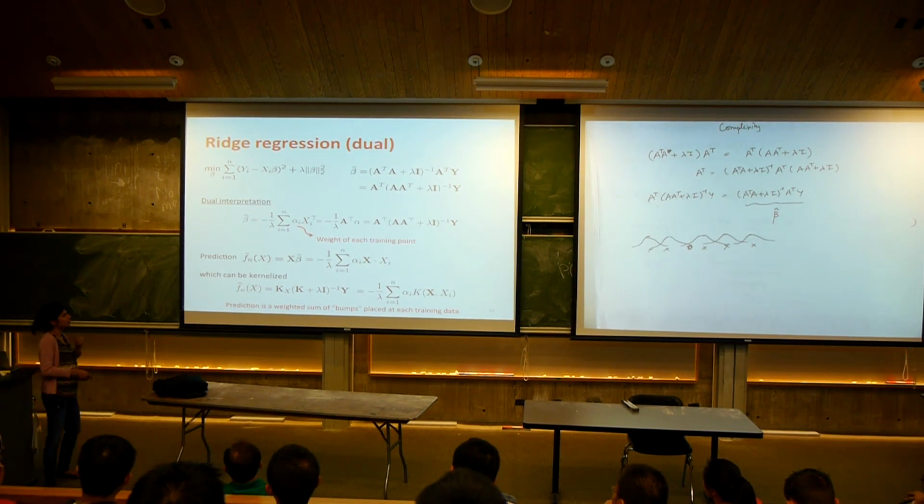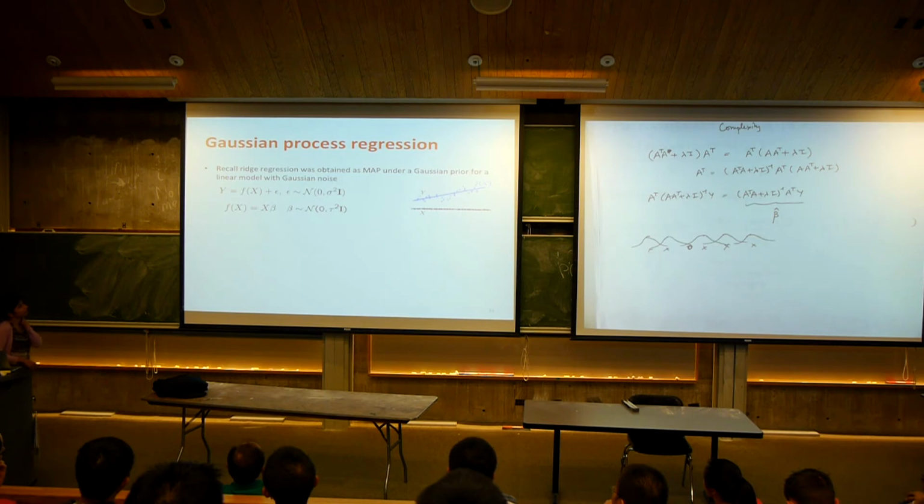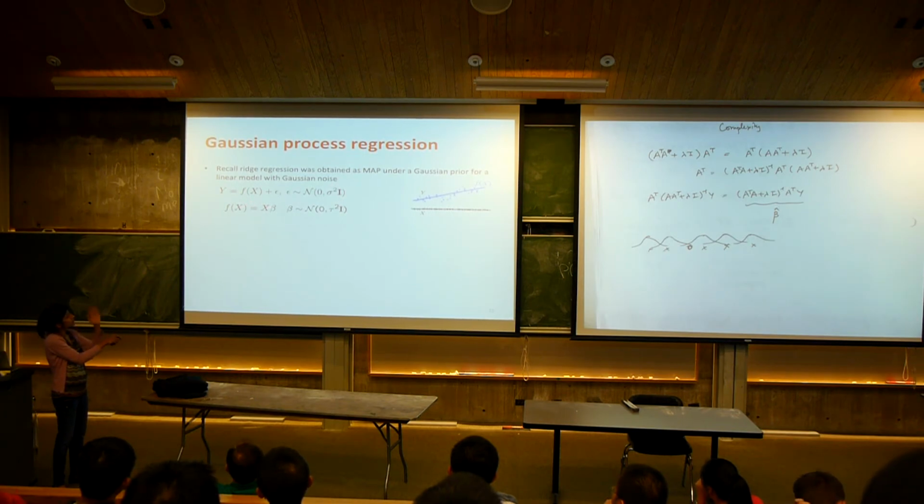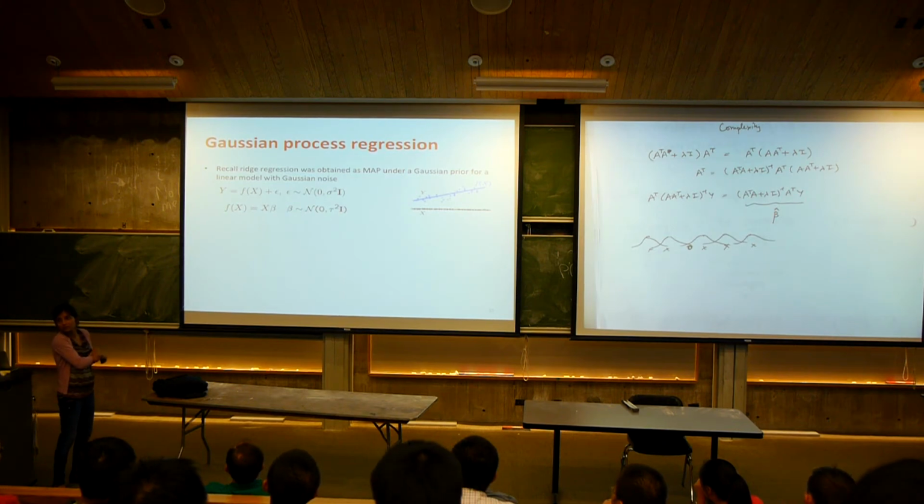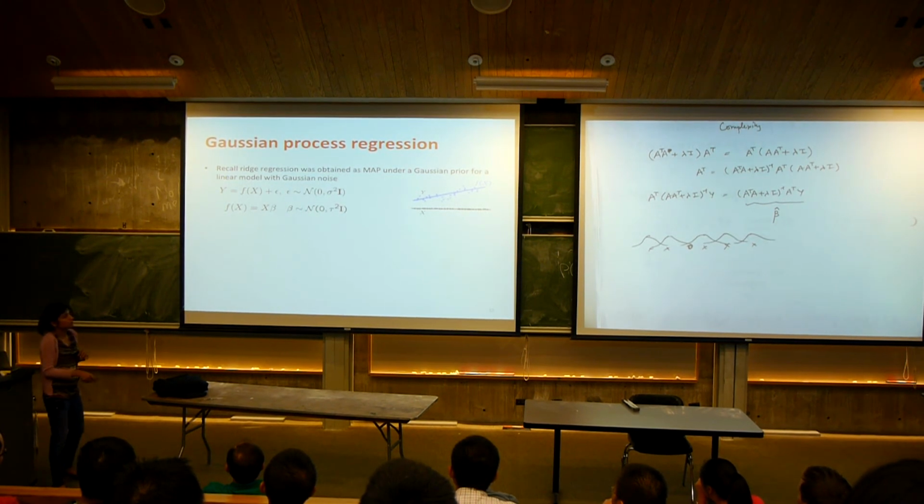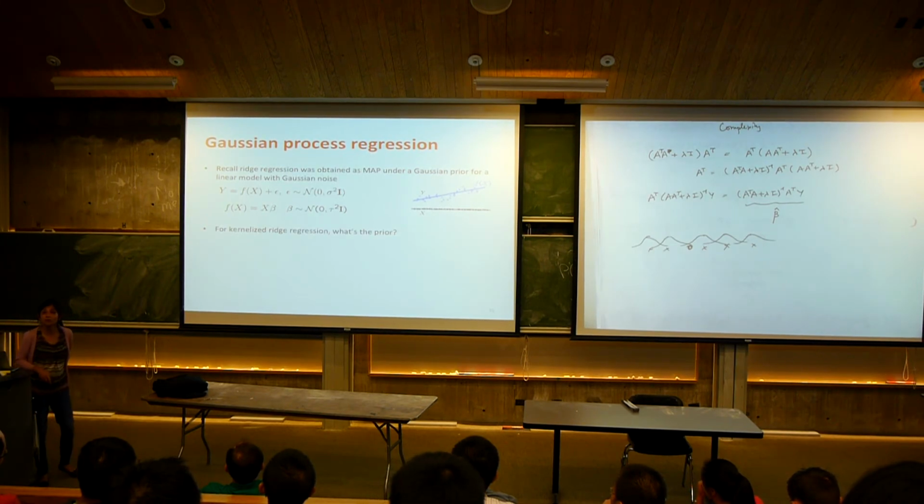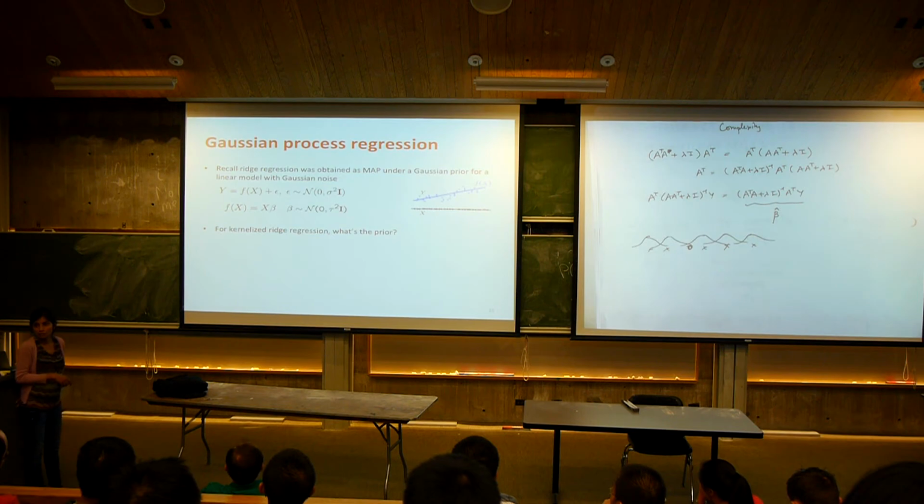Okay, so let's think about what's the prior in kernelized ridge regression. So again, recall that ridge regression was obtained when we said y is f of x plus epsilon, where epsilon is your Gaussian noise, and then we said f of x is linear, and we put a Gaussian prior on the betas. That's how we had got ridge regression. Now we are asking for kernel ridge regression, what's the prior? And here's what the prior looks like.